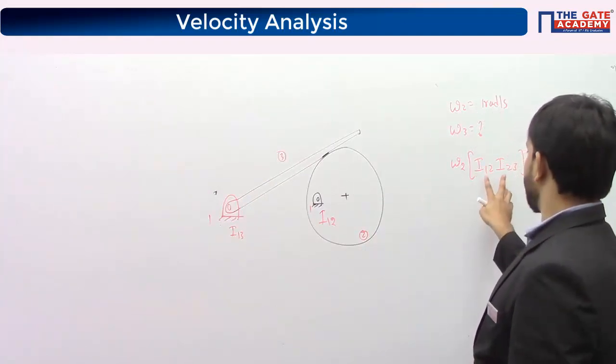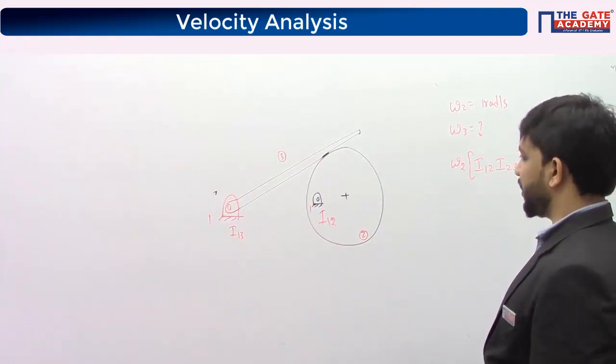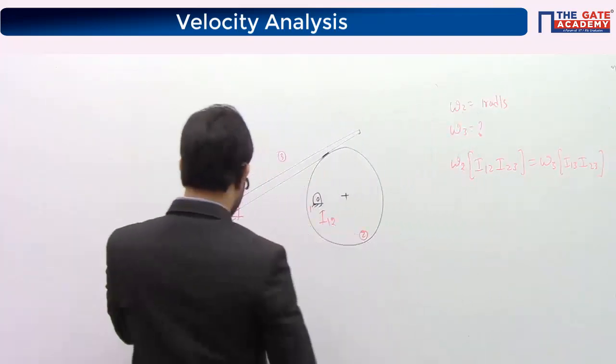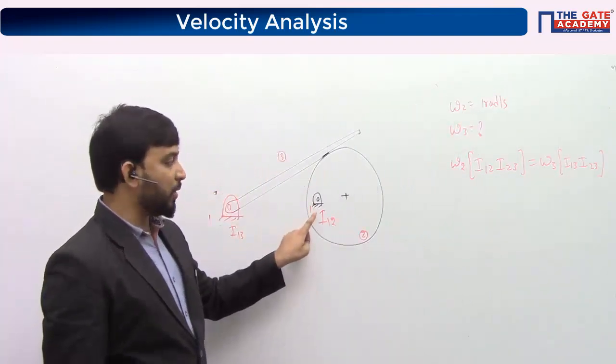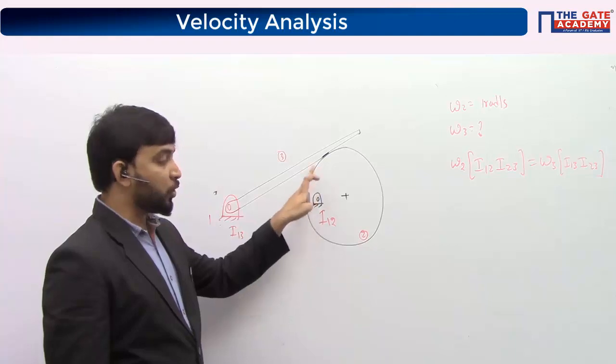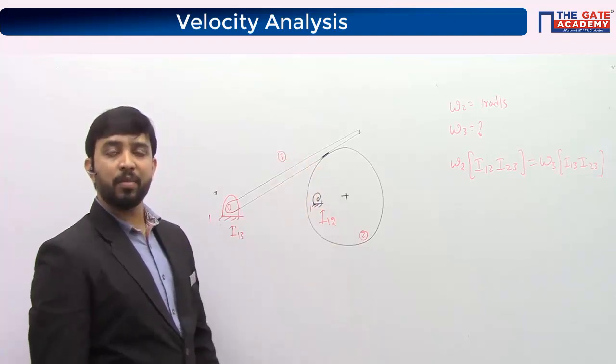So if I want to solve this problem, I need to find the distance between I12 and I23, but I have not located I23, right? I13 I have located, I12 I have located. I need to look at the common I center for 2 and 3. How to find the common I center for 2 and 3?